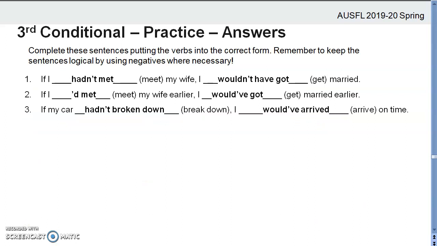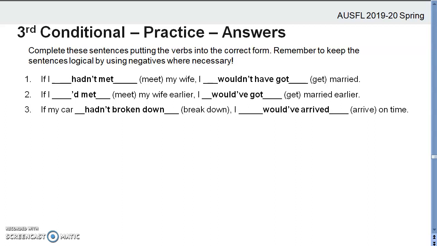Okay, let's have a look at some of these step by step. If I hadn't met my wife, I wouldn't have got married. I did meet my wife and I did get married. So this sentence is talking about the past that didn't happen. If I'd met my wife earlier, I would have got married earlier. I didn't meet her earlier, so I didn't get married earlier. But I would have if I had.